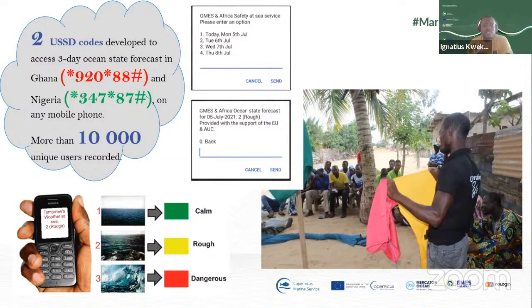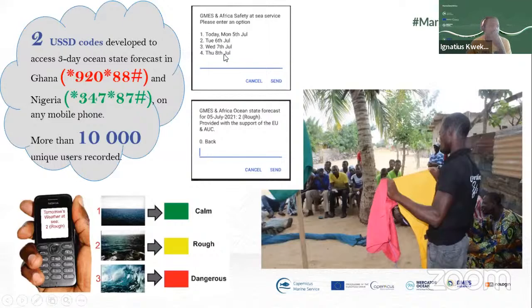So in combining these two efforts, simple SMS messages are sent based on the analysis of the products to these coastal communities, and then the leaders can plant these flags wherever they deem necessary. In Ghana, you can access this short code by just dialing *920*88# on any mobile service, and you receive a prompt like we are seeing over here at the top.